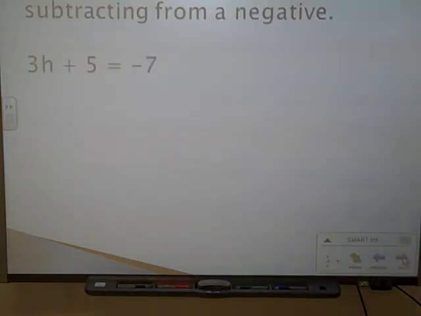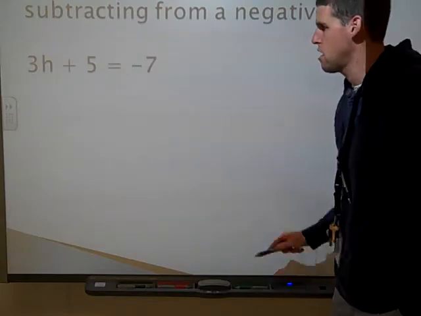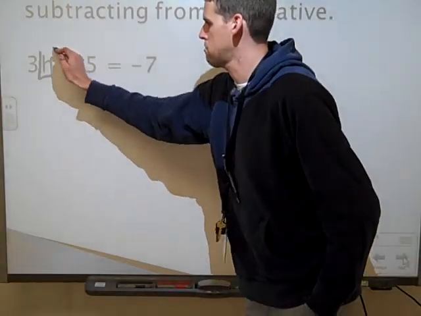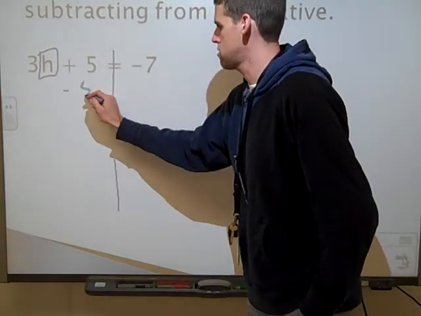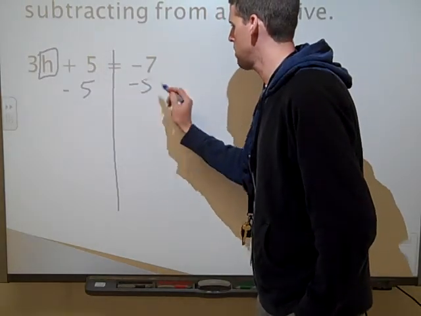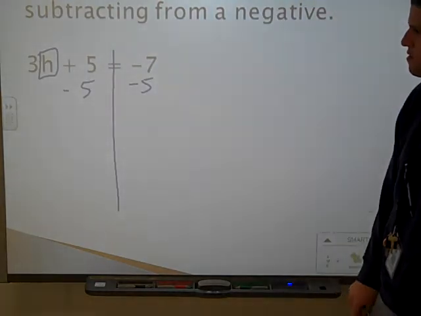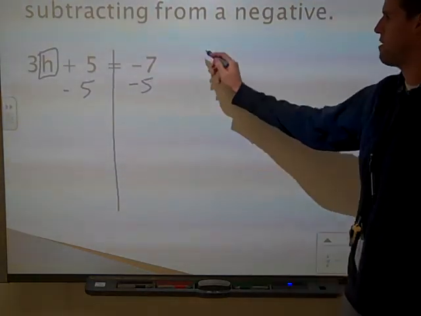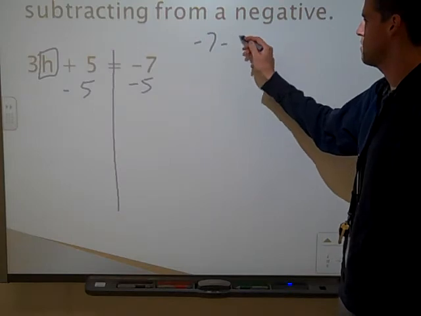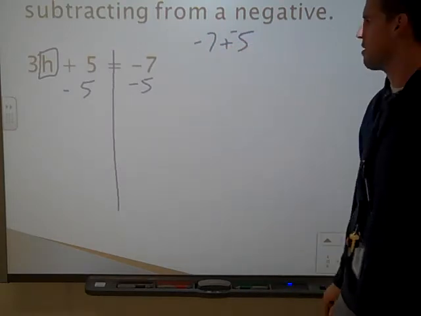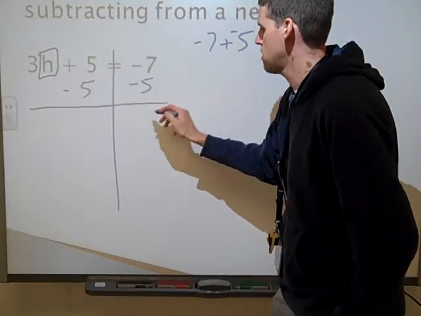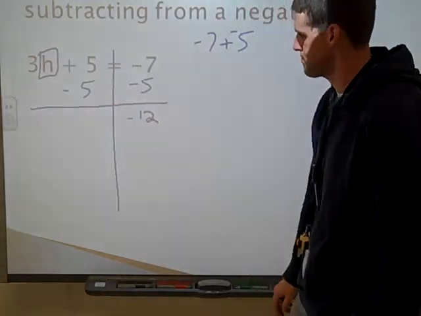Alright, one of the common mistakes you're going to have is that be careful when subtracting from a negative. So this example right here, we have 3h plus 5 equals negative 7. We're going to go ahead and box my variable, draw a line down my equal sign, and I'm going to subtract 5. So here's where the common mistake would happen. I have a negative 7 minus 5. So again, I need to follow my integer rules. I would not subtract, I would add the opposite. So I have negative 7 plus negative 5, and that gets me negative 12.